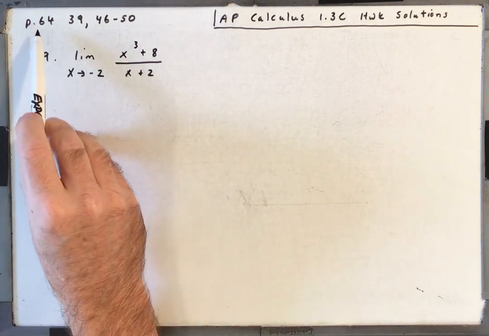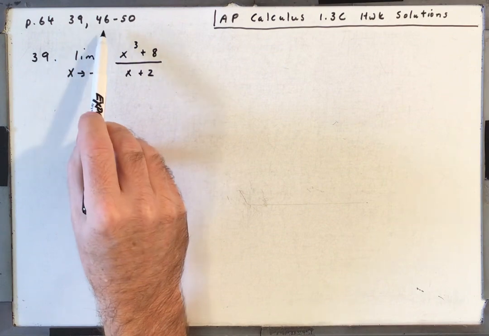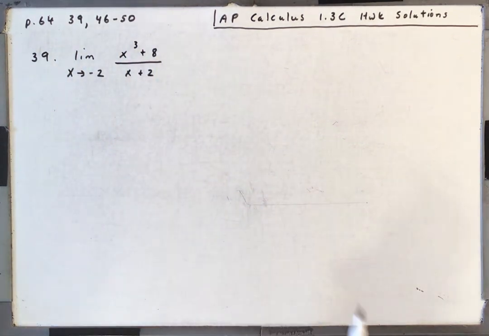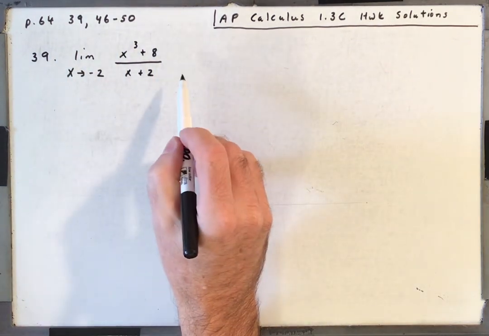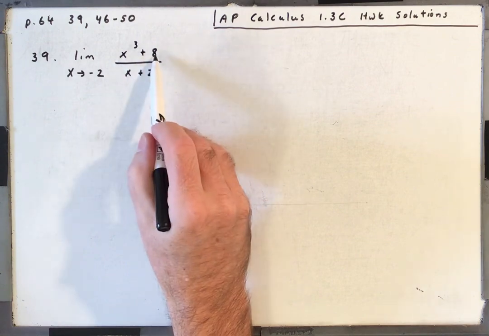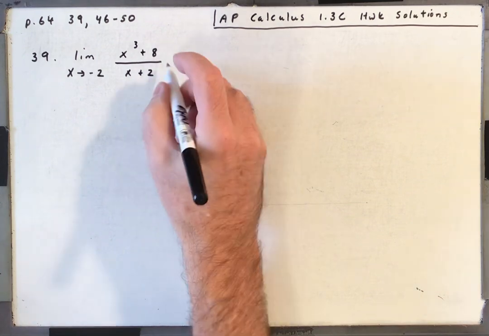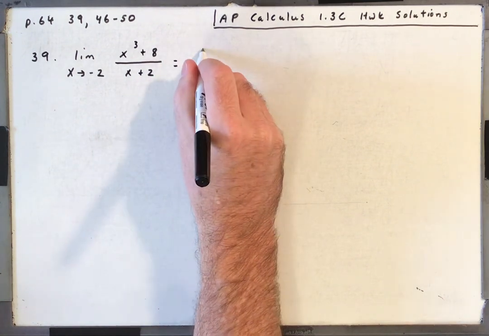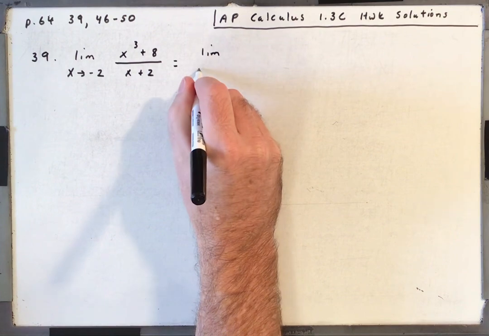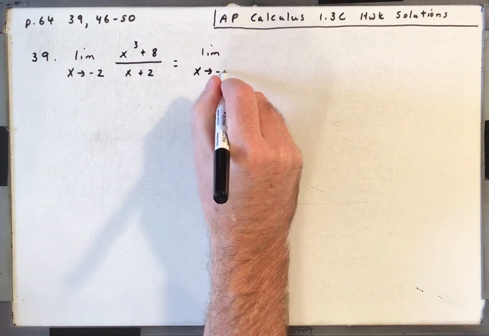This is where we start on page 64, do 39 and 46 through 50. So here is 39. We've got a perfect cube here. First of all, you plug in -2 and you're going to get 0 over 0. So we're going to have to do more work on this indeterminate form.